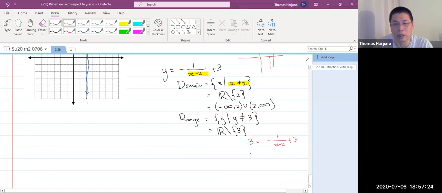Subtract 3 from both sides, so I get 0 equals negative 1 over x minus 2, right? Okay, and then I multiply both sides by x minus 2, I will get 0 equals negative 1, which is a contradiction, so no solution.